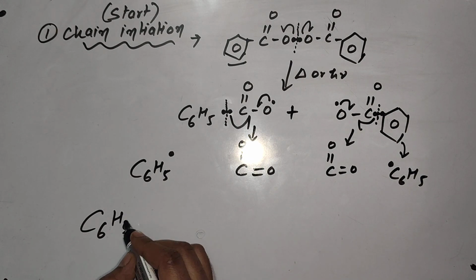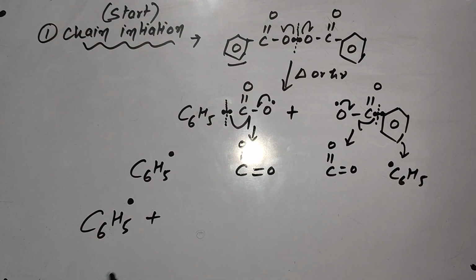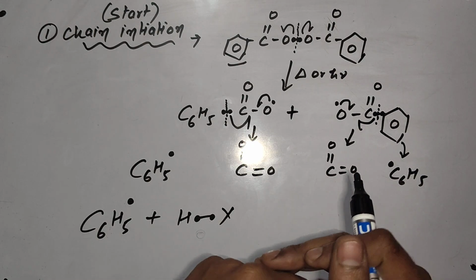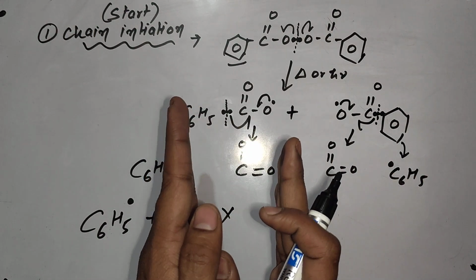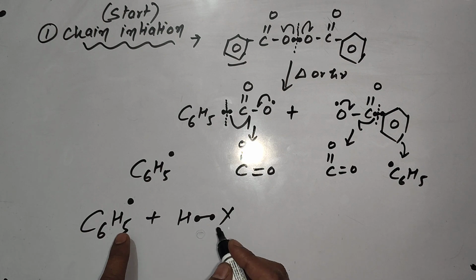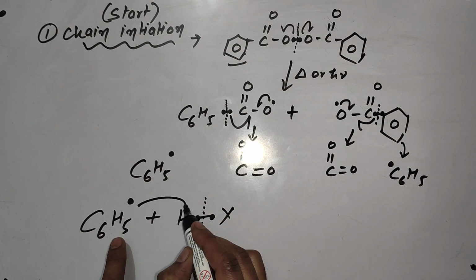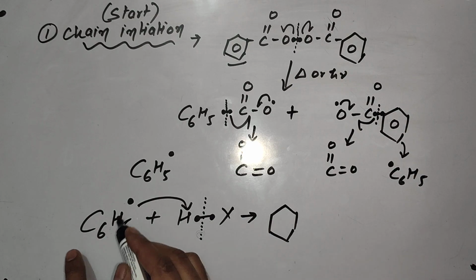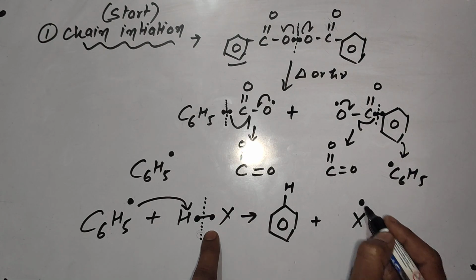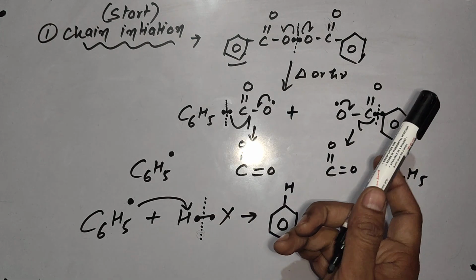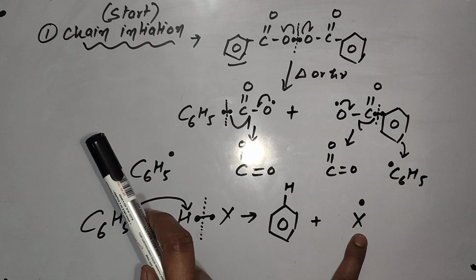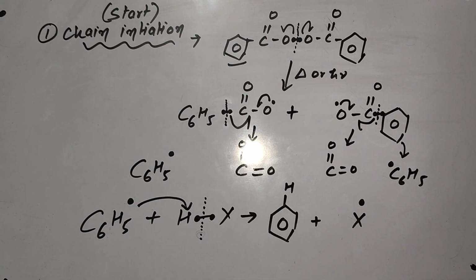Now these C6H5 free radicals, meaning phenyl free radicals, will react with HX. As I already told you, in free radical mechanisms one free radical will react with a molecule and another free radical will generate. This phenyl free radical is going to react with HX. C6H5, now written as a benzene ring, will join with this hydrogen and another free radical will generate, that is X, the halogen free radical. So this is the first step, the chain initiation step of the free radical mechanism when alkenes react with HX. Now in chain propagation, what will happen? Let's check.